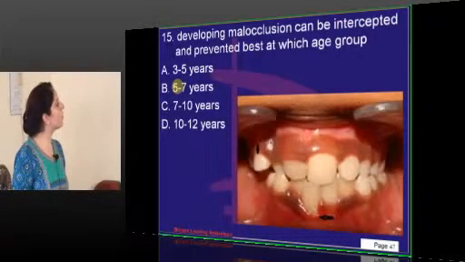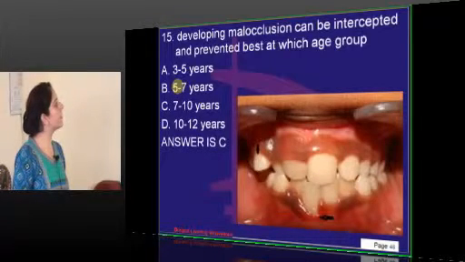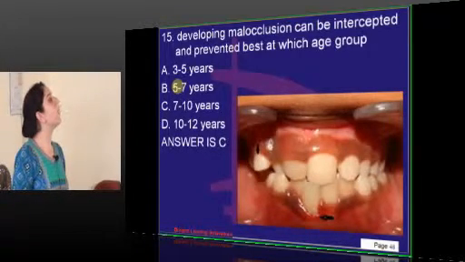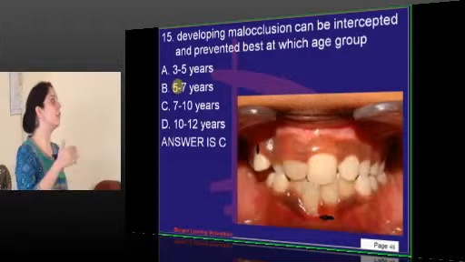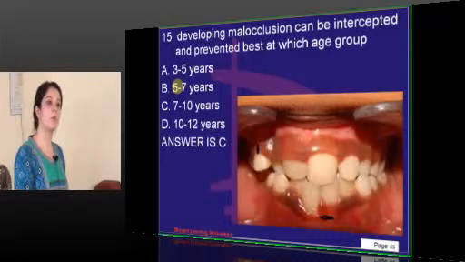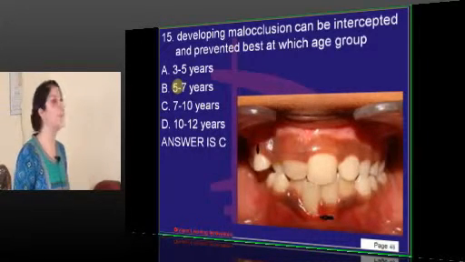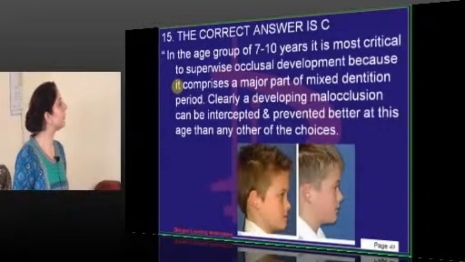A developing malocclusion can be intercepted and prevented best at which age group? The answer is C, that is 7 to 10 years. Now, why? Usually because the centrals have erupted, laterals have erupted, canines are about to erupt, and premolars are just about reaching the stage where you can see them coming into the oral cavity.